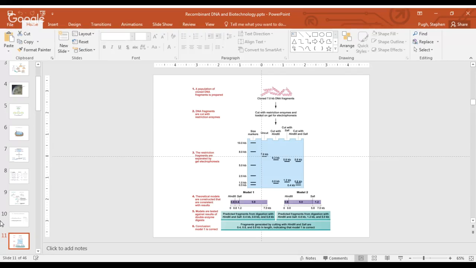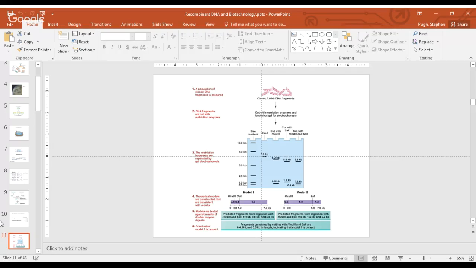Each of these enzymes is cutting the DNA in one location and producing two pieces of DNA. The fact that they're of different size indicates that it's cutting the DNA at a different location. And model 1 on the left shows the cutting sites being both close to the left end of our piece of DNA. And model 2 on the right shows the HindIII restriction site to the left of our DNA molecule and the SalI site to the right of our DNA molecule.